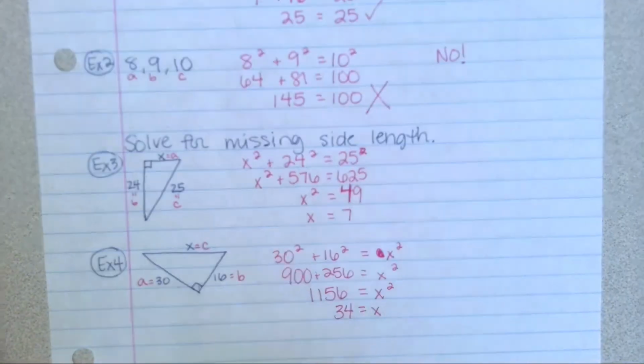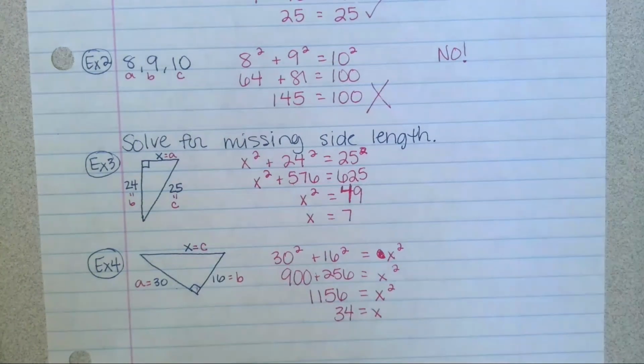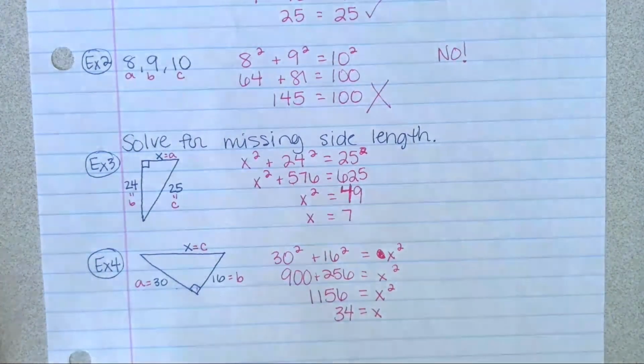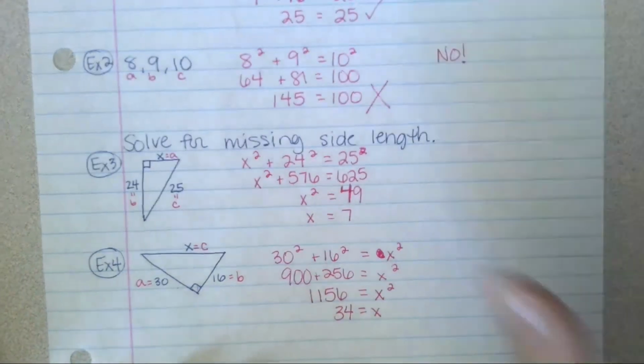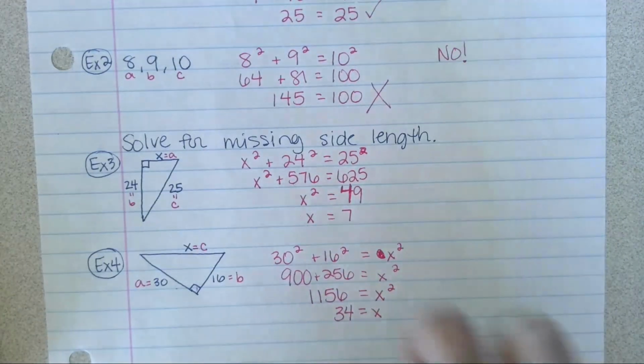We can also use the Pythagorean Theorem to apply it to real-world problems, which is what we're going to focus on tomorrow. But for today, we are going to focus on determining if 3 side lengths form a right triangle and solving for missing side lengths.